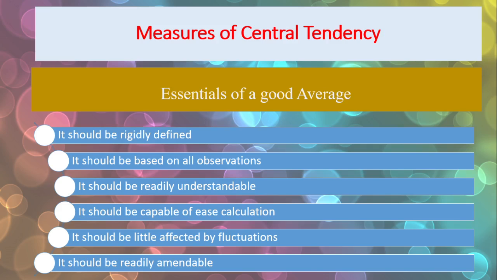It should be little affected by fluctuations. For example, after finding the average, there are some fluctuations in the data in the population.